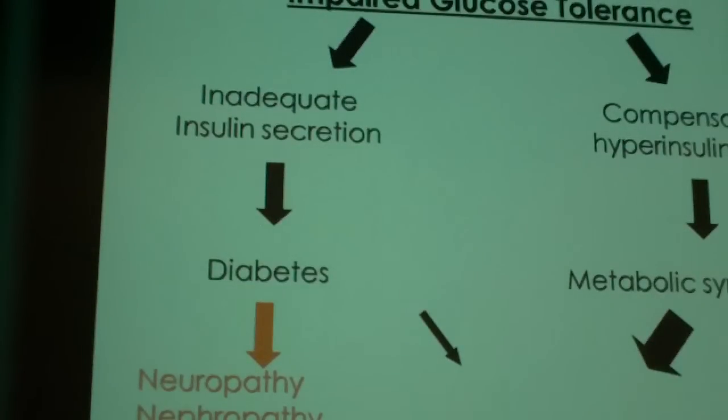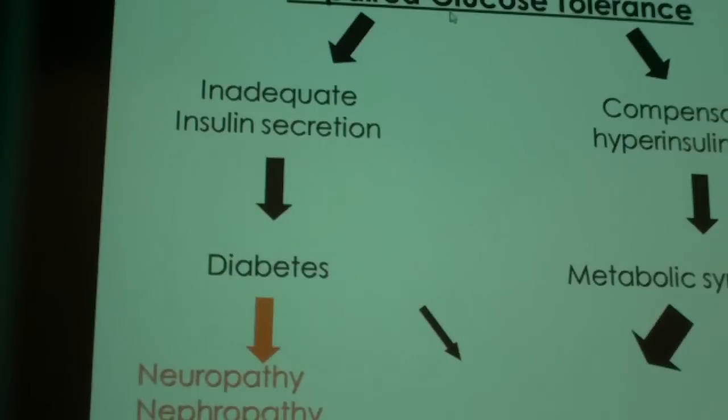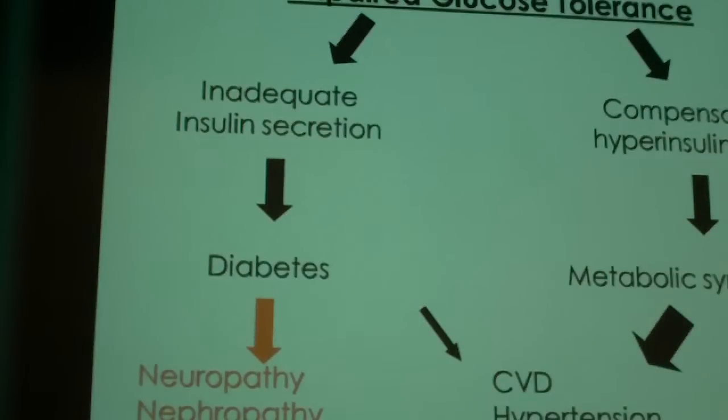And this is because you can make two causes of the complications of diabetes. There is impaired glucose tolerance, of course, an inadequate insulin secretion and the high glucose related to neuropathy, and you have compensatory hyperinsulinemia, metabolic syndrome, and cardiovascular disease, hypertension, and non-alcoholic fatty liver.